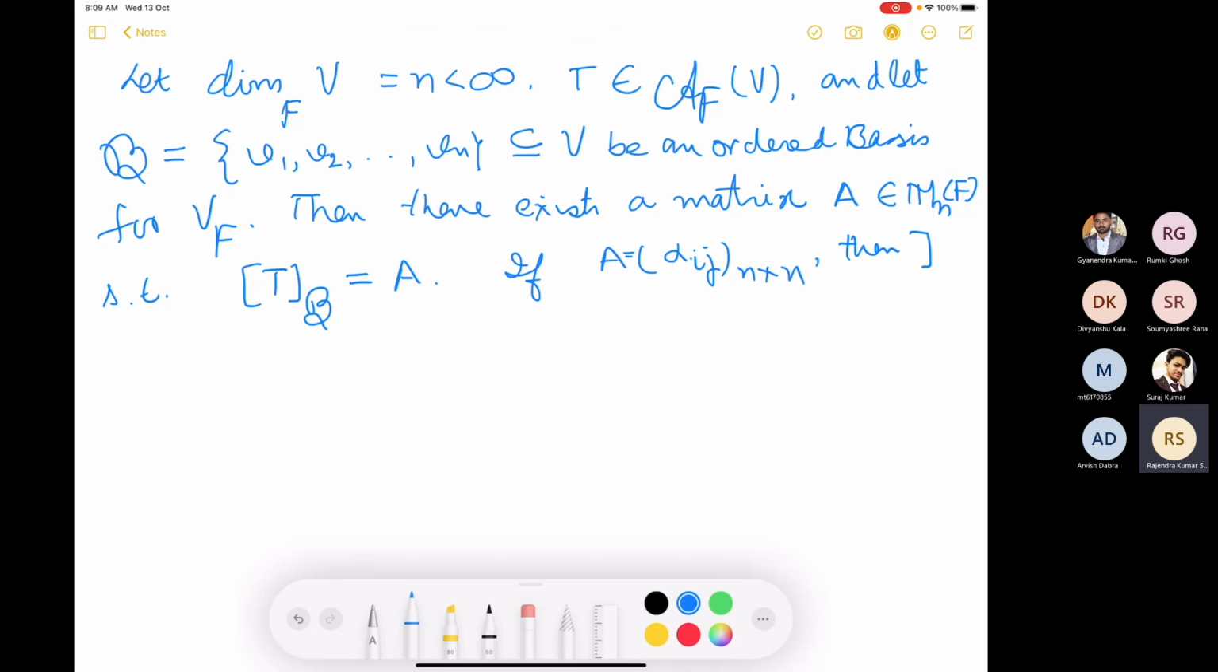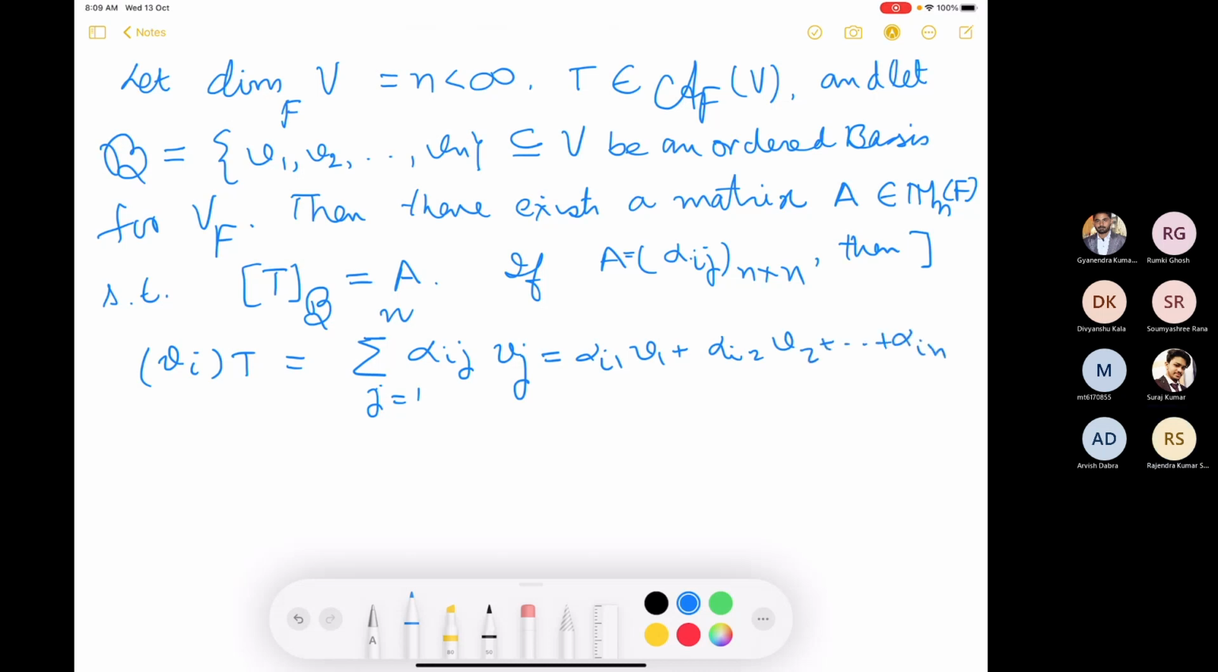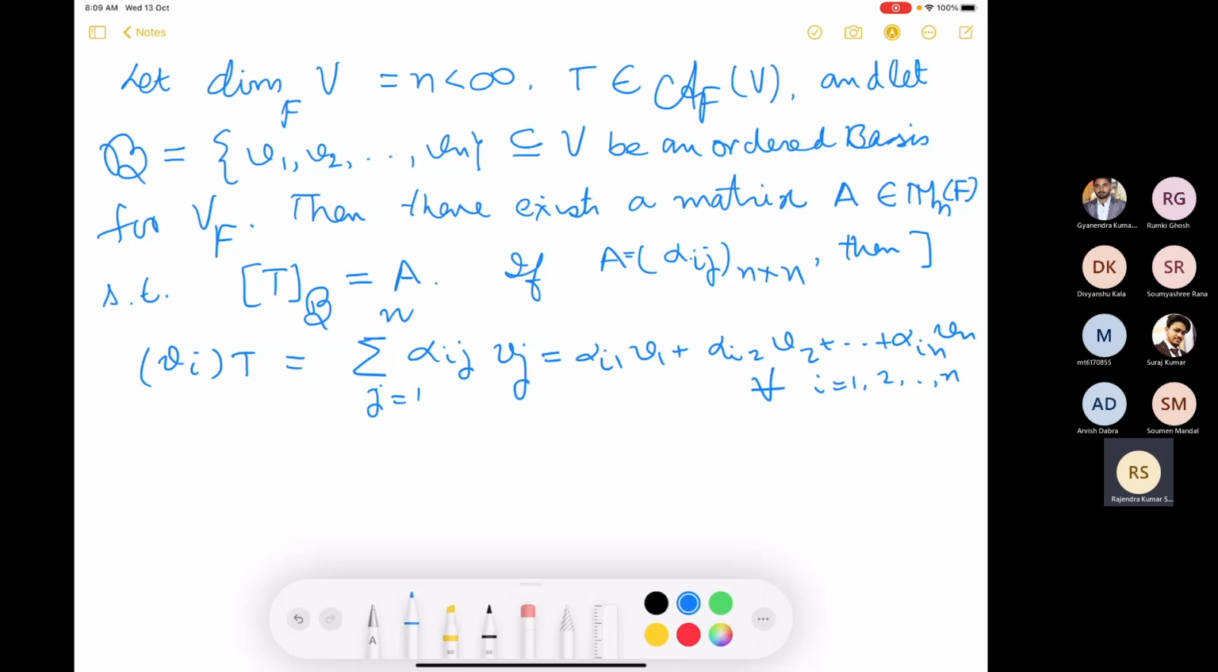Then there exist these alpha_ij's. And this v_i T is the sum over j equal to 1 to n of alpha_ij v_j. This is the same as alpha_i1 v1 plus alpha_i2 v2 plus ... plus alpha_in vn, for every i from 1 to n. So then these alpha_ij's are unique.